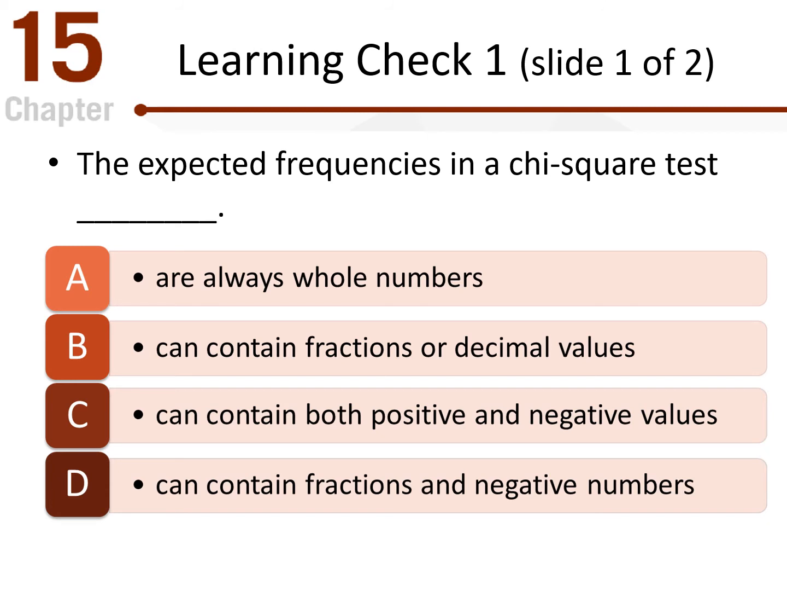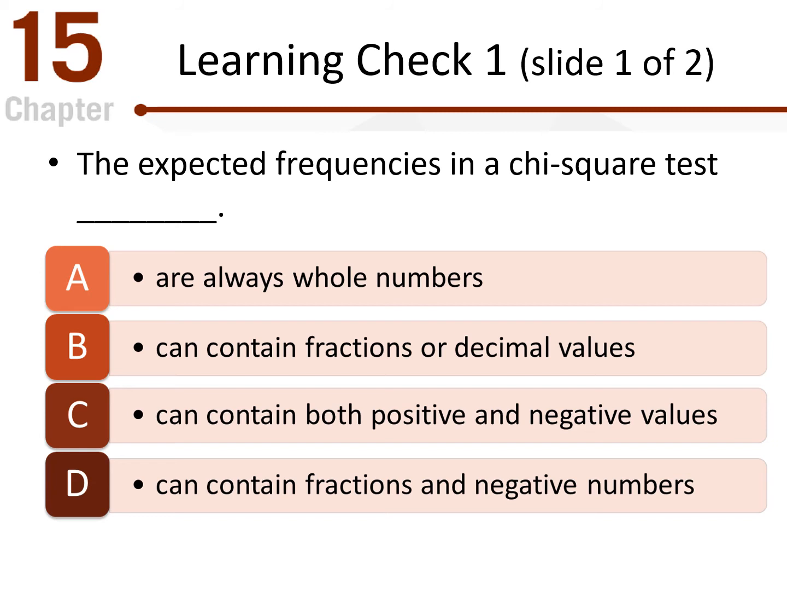Let's look at this learning check. The expected frequencies in a chi-square test, while they're not always whole numbers, can they contain fractions or decimal values? Can they contain both positive and negative values? And can they contain fractions and negative values?